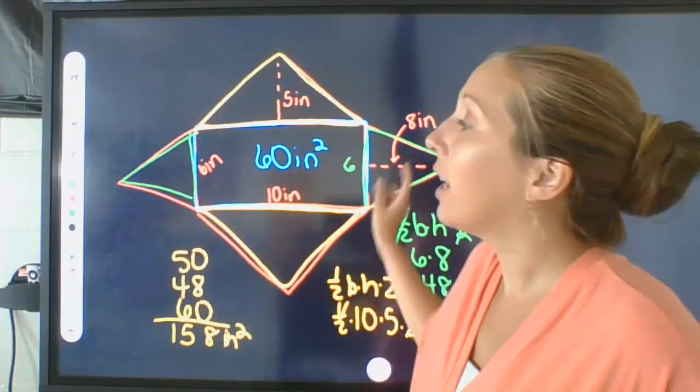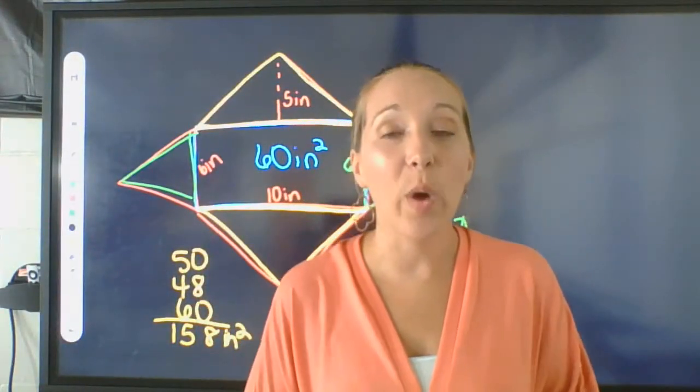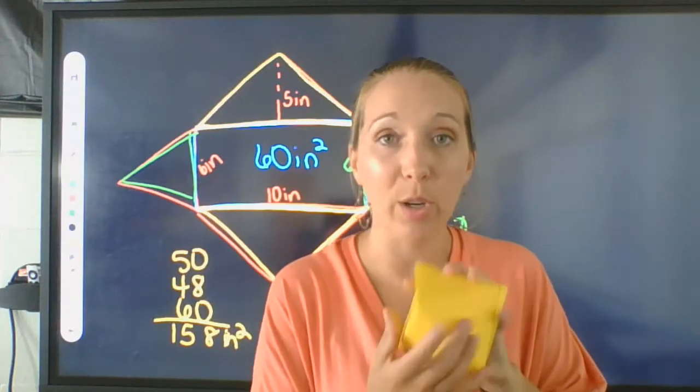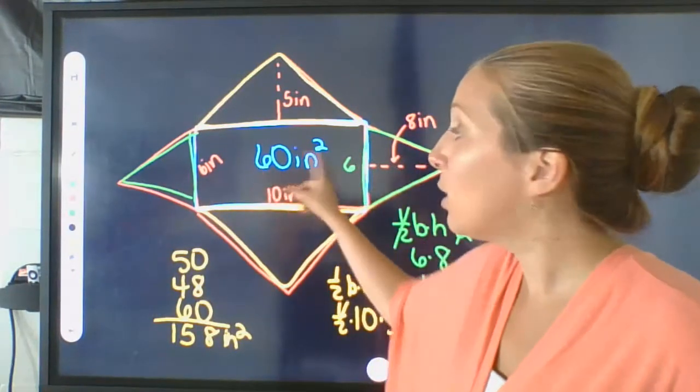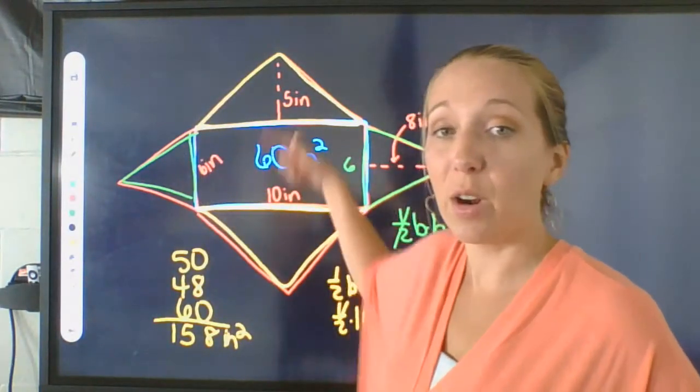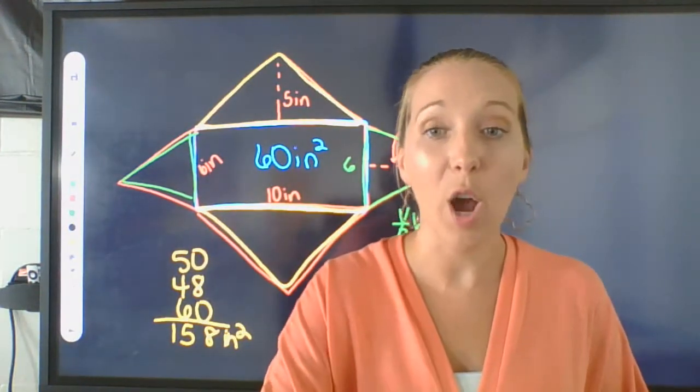But make sure you're finding the area of each one. If it's a square base, all four of your triangles are congruent. If it's a rectangular base, you have two on each side that are congruent to each other, but not all four are the same.